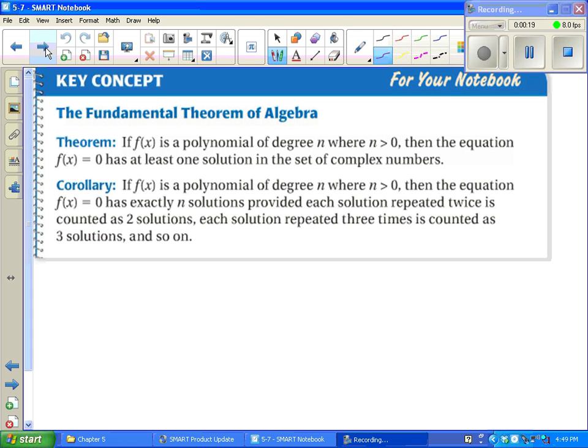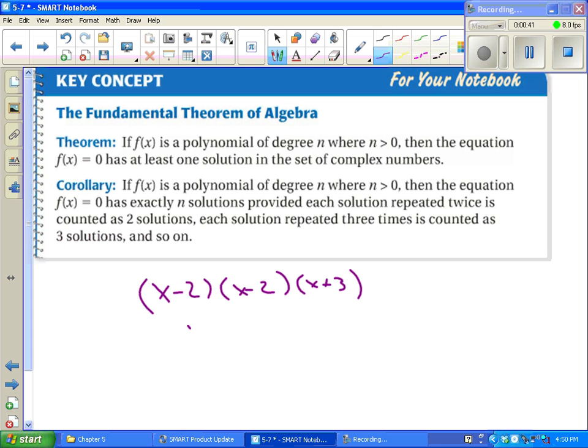This page tells you that if the degree is n, you're going to have n zeros. They could be rational numbers, they could be irrational numbers, they could be imaginary numbers, but there's going to be n of them. Some of them repeat. Repeating means maybe you factor, get something like this. Says we have 3 factors, so the zeros are 2 and -3.